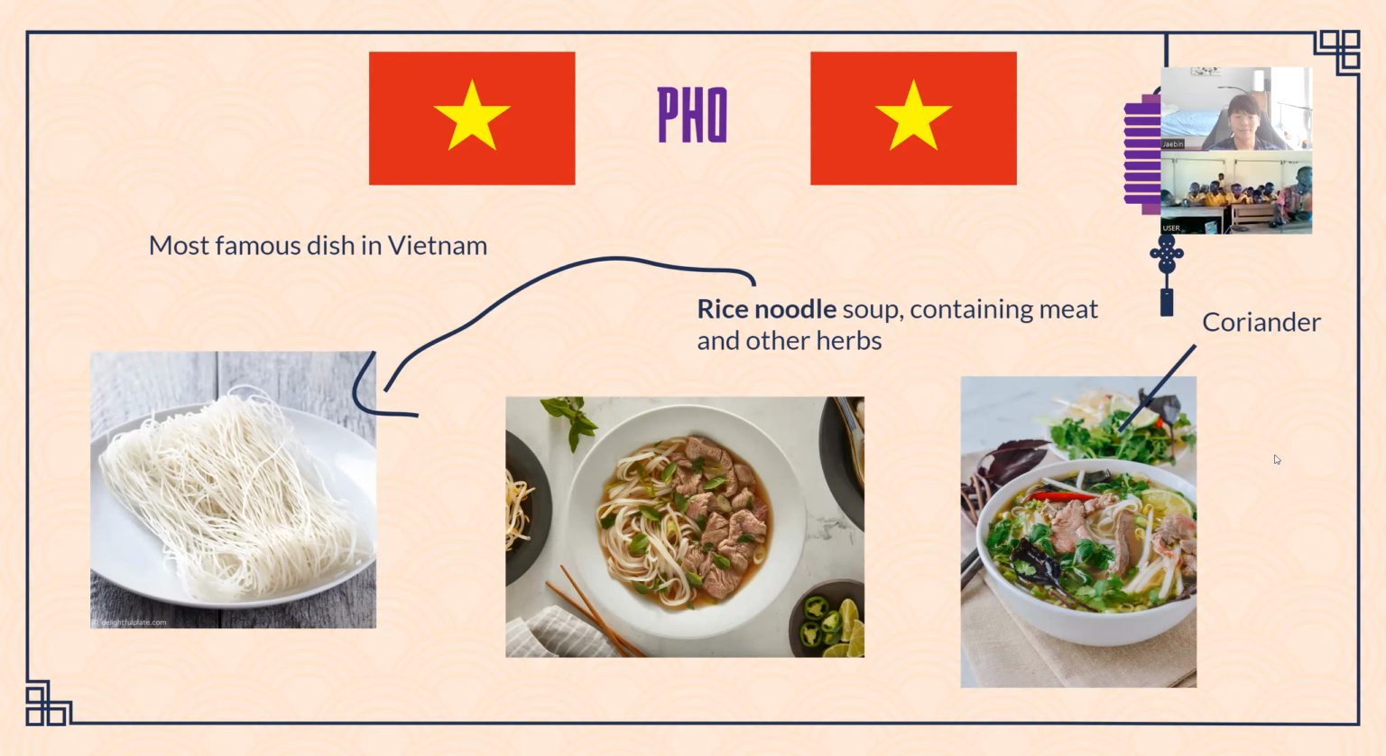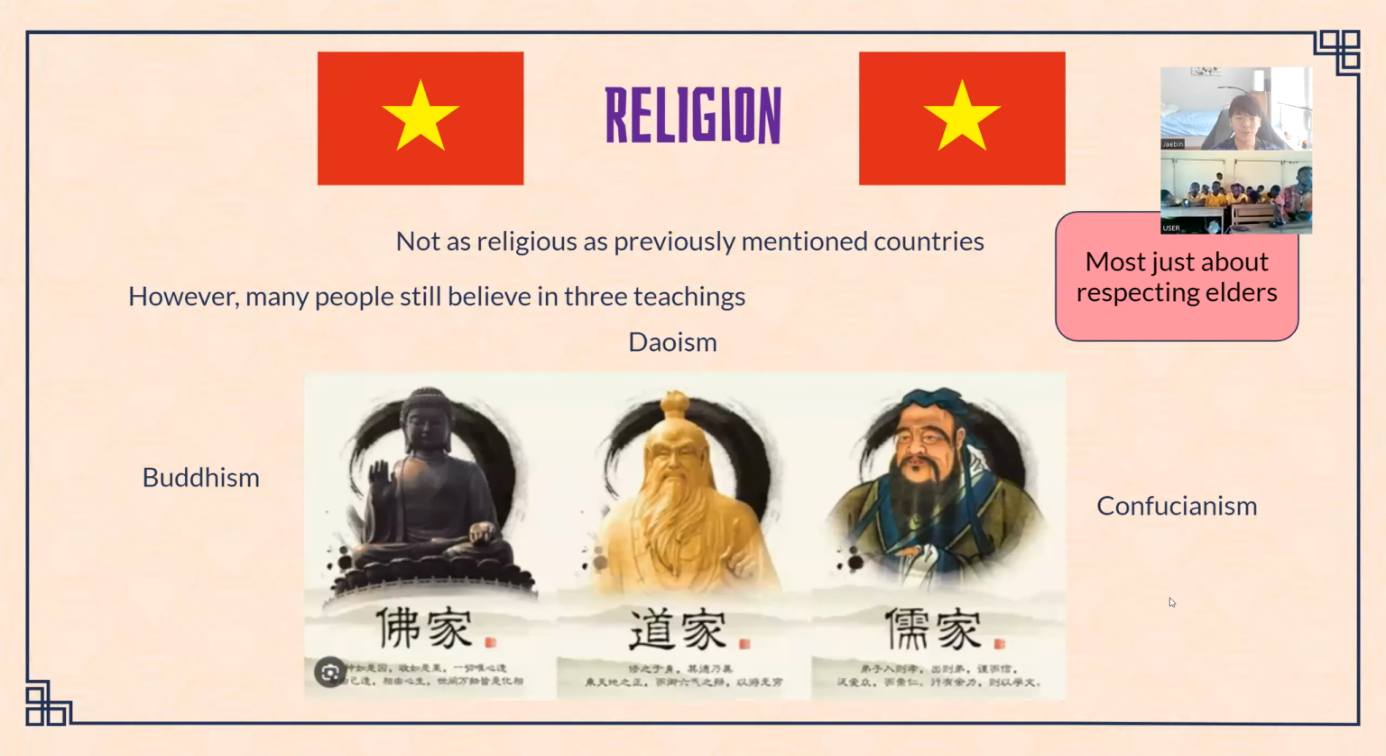And then let's briefly talk about the religion as well. Vietnam is not as religious as the previously mentioned countries. Many Vietnamese people do not believe in any sort of religion. Statistically, I believe around 60% of the population does not believe in any religion. So it's less religious than the previous countries like India and Thailand. India was famous for Hinduism, Thailand was famous for Buddhism, but Vietnam is not as religious.